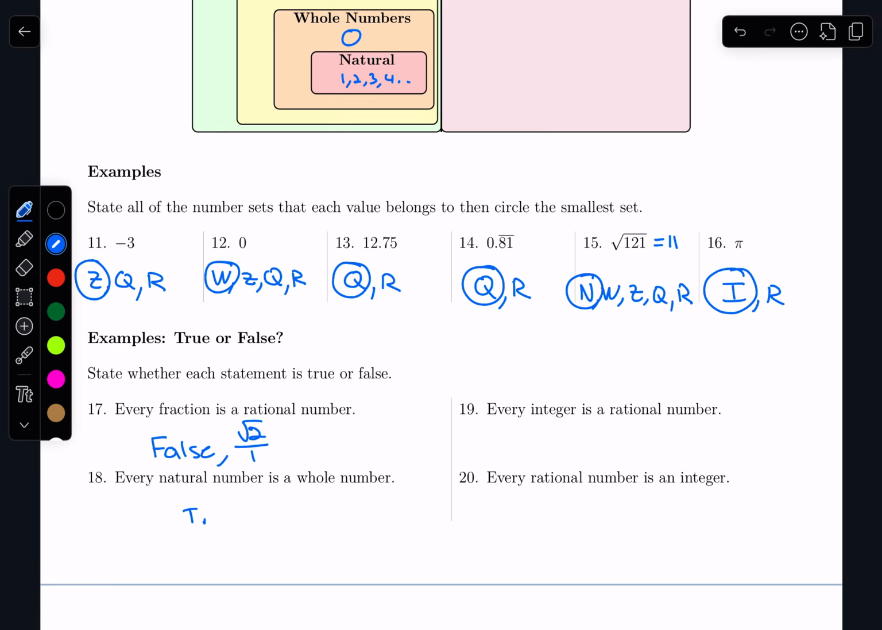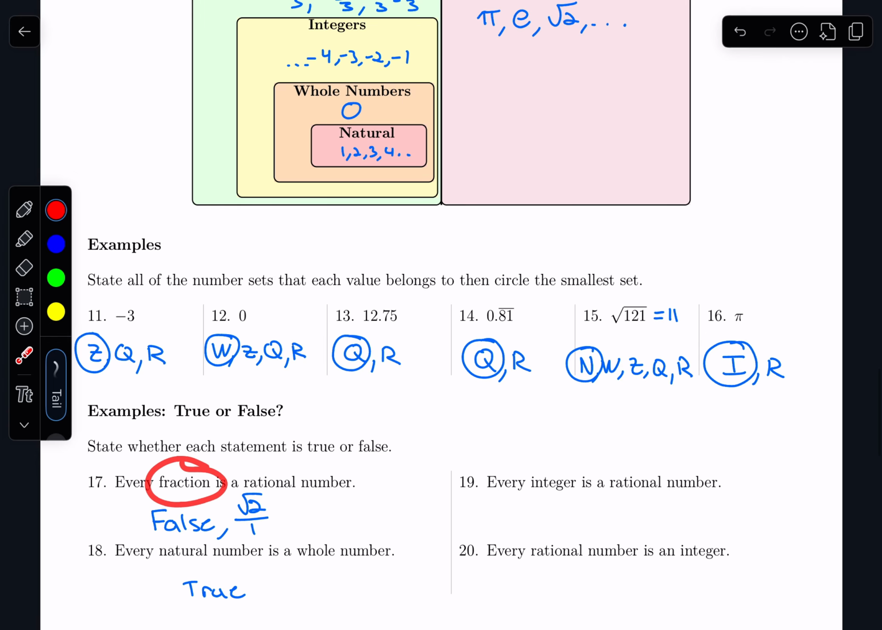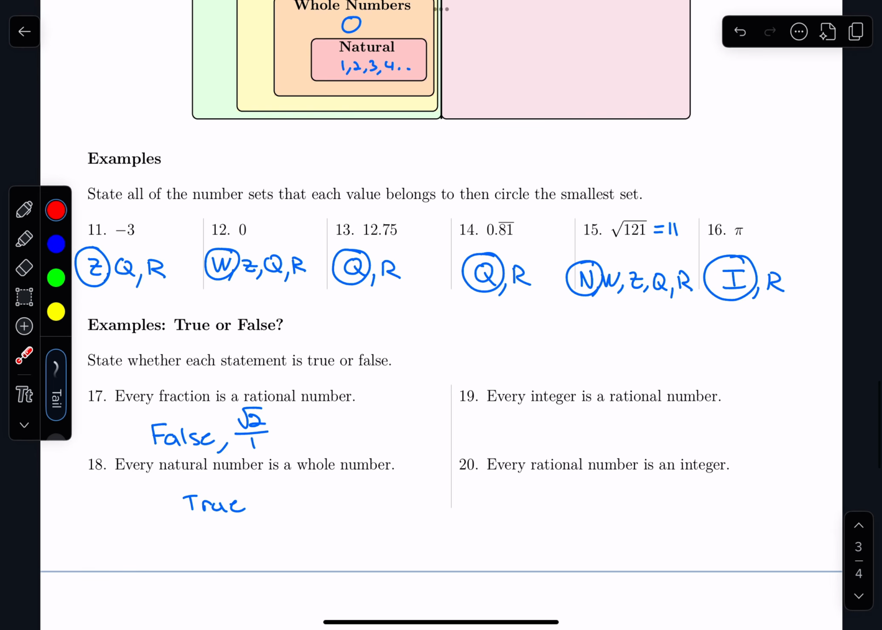This is true. Every natural number we can see up there fits inside of the whole number box. Okay, so natural numbers are by default whole numbers. The reason number 17 was false is that fraction, notice, is not one of our categories up here. Okay, so fractions could fall on either side, irrational or rational. And so I came up with square root 2 over 1 is a fraction that is not rational. But for 18, the natural numbers fit entirely inside of the whole numbers, and so that is true.